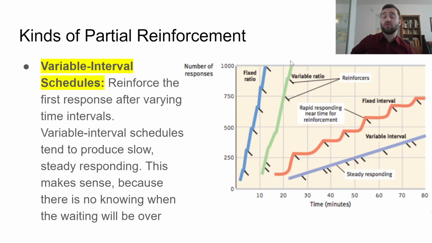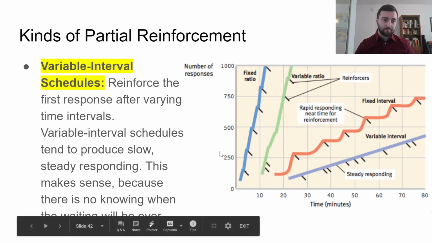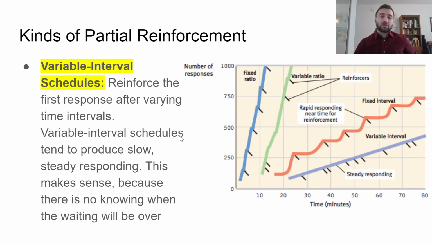Now we can compare this to a variable interval schedule, which you can probably guess how that works. It's still going to be interval, so it's still based on time, but now that time frame is always going to change. It's going to be varying. So you don't really know when it's going to happen. So variable interval schedules tend to produce what we call slow, steady responses.